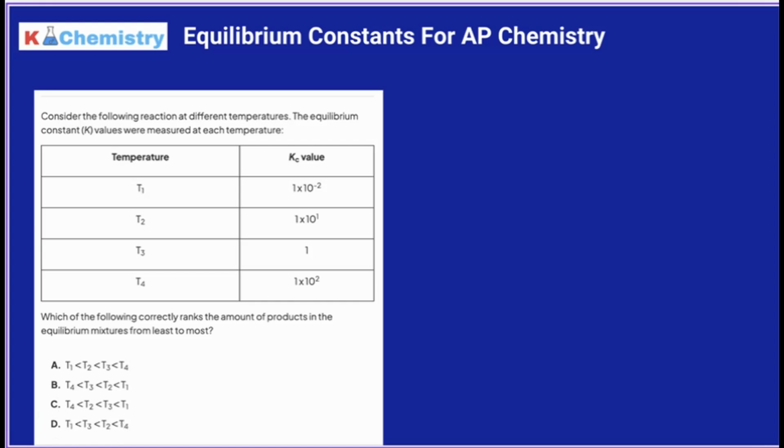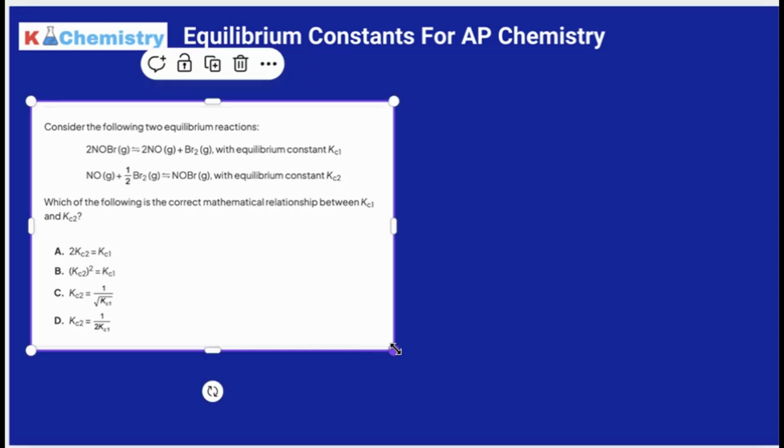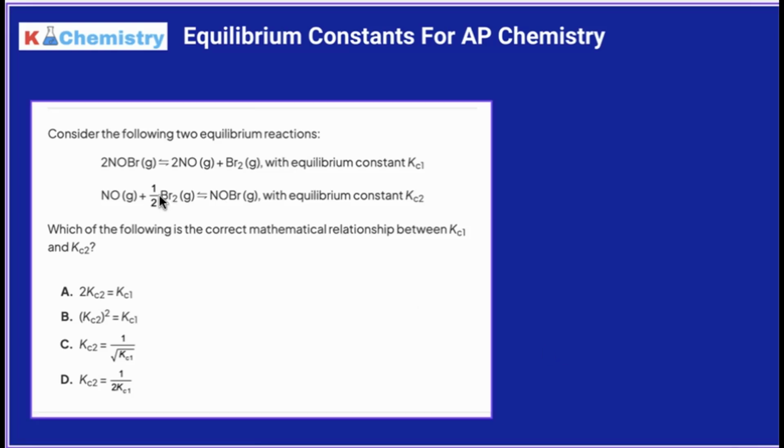The next question, the one before last: consider the following two equilibrium reactions. Which of the following is the correct mathematical relationship between Kc1 and Kc2? I see that it is reversed and divided by 2. Since it is reversed and divided by 2, it is equal to 1 over the radical of Kc1. Why is it reciprocal? Reciprocal because it is reversed. And why the radical? Because it's powered to half, because it is half a mole. Power to half means the radical of the value.